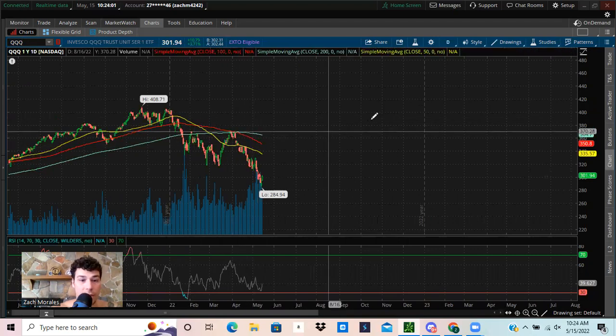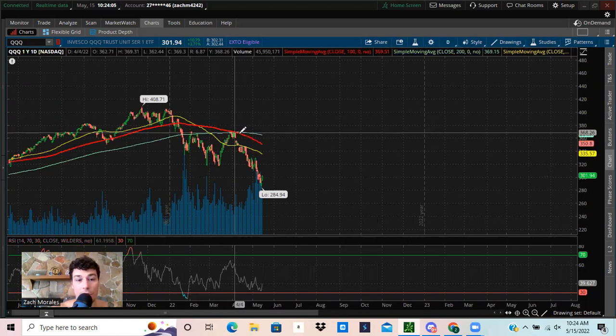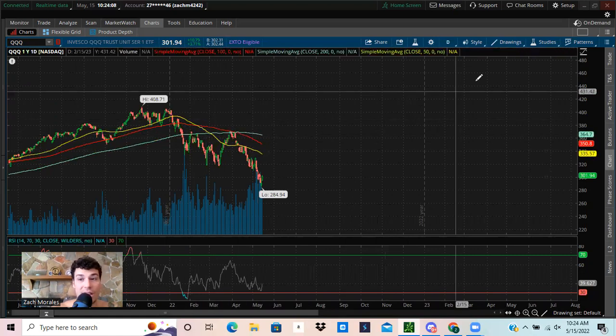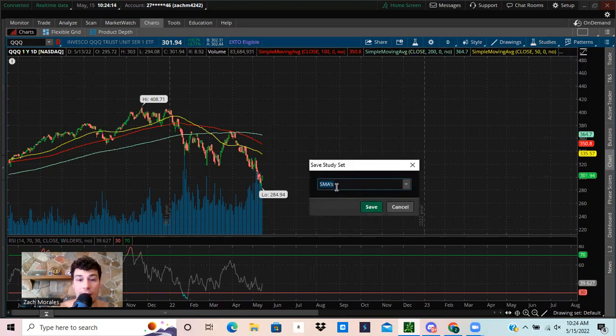Just a quick look at the SMAs, right? You don't have to be able to read it too much. But you can just look at your simple moving averages. You can save the study set, so that you would come here after you have edited all your studies, you would hit save study set, and you see I have this one saved already as SMAs.